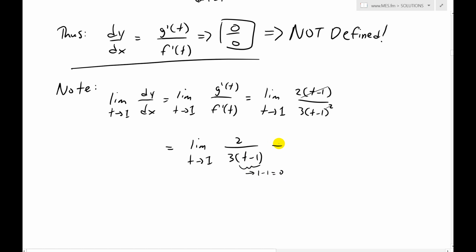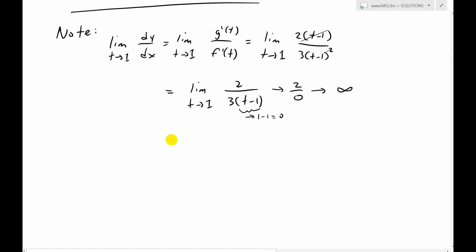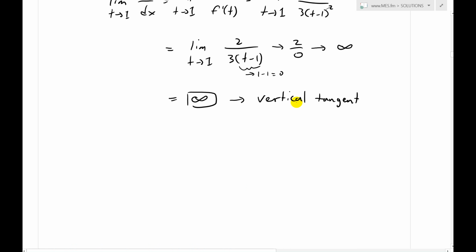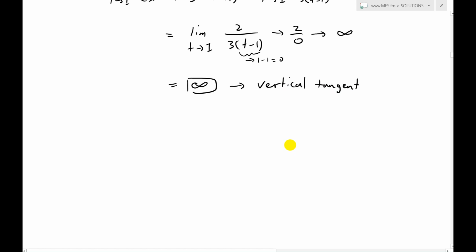So what we end up having is a 2 divided by 0. In other words, this is approaching, well, infinity. So we could just write this as equals infinity. And this right here is a vertical tangent. And now we don't necessarily know if it's going to be positive or negative infinity, as I'll show. So vertical tangent. But also note again, as you can see, it's a vertical tangent, so it's not a horizontal tangent. So yeah, the statement is false just by using an example.